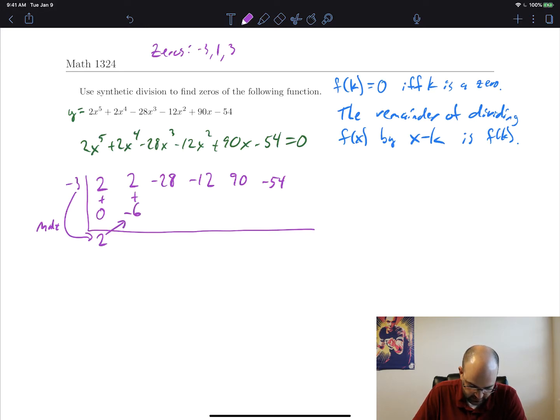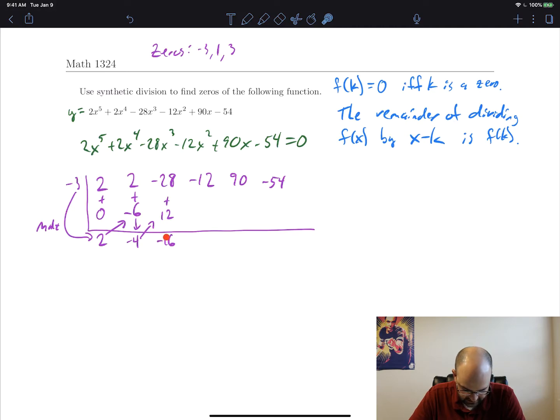And then we add 2 plus -6 gives me -4. And then again, we multiply this number again by -4. So -3 times -4 gives me this +12. Kind of see what's happening. It's multiply, add, multiply, add, multiply, add, multiply, add. Then we have -28 plus 12. That would be subtraction, which makes that -16.